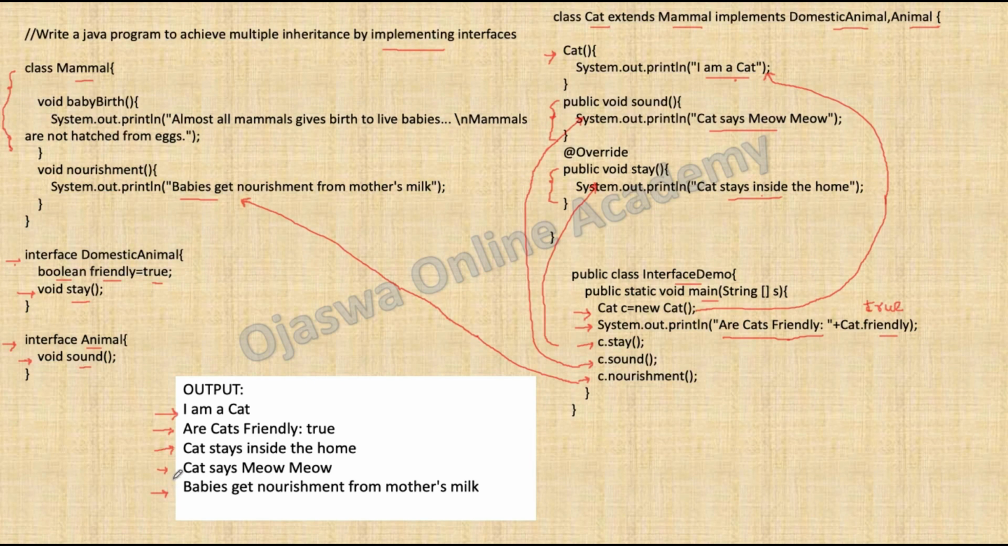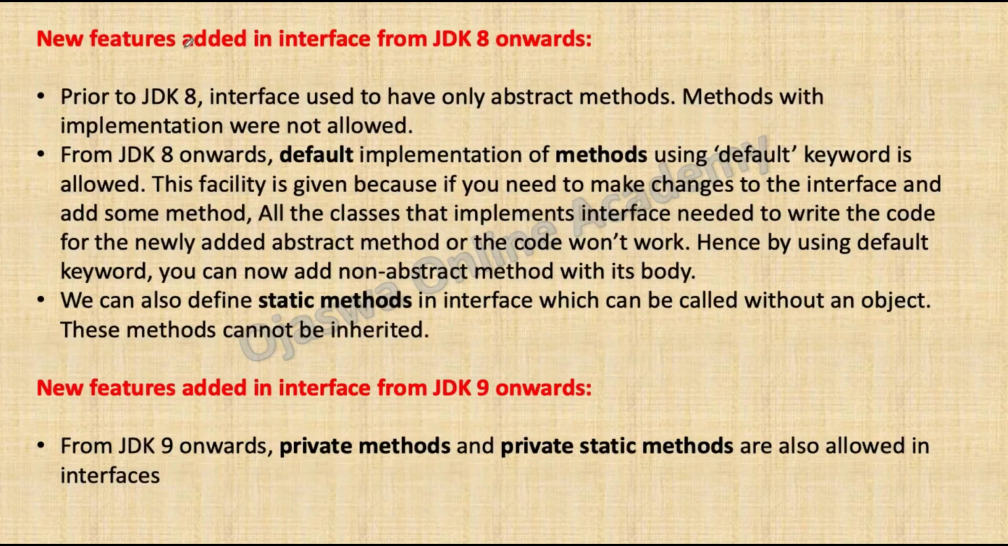So in this program we are learning that a subclass can extend a class and at the same time it can implement multiple interfaces. Now let us have a look at the new features added in the interface from JDK 8 onwards. Prior to JDK 8, interface used to have only abstract methods. Methods with implementation were not allowed. So what we have seen in these examples, we have seen only abstract methods inside the interface.